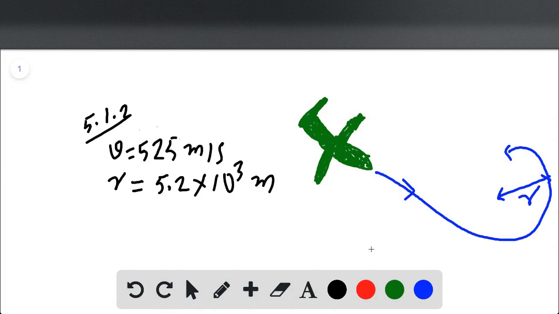So this problem is actually problem number 5.1.2. We have a situation here where a jet plane pulls out of a dive. Initially the jet plane is moving like this. It's just diving, and then finally starts pulling out of the dive. So it forms kind of a circle, and the radius of the circle is given as 5.2 times 10 to the 3 meters.